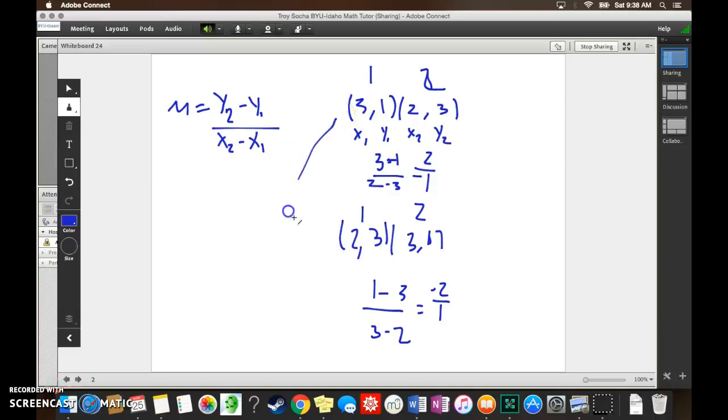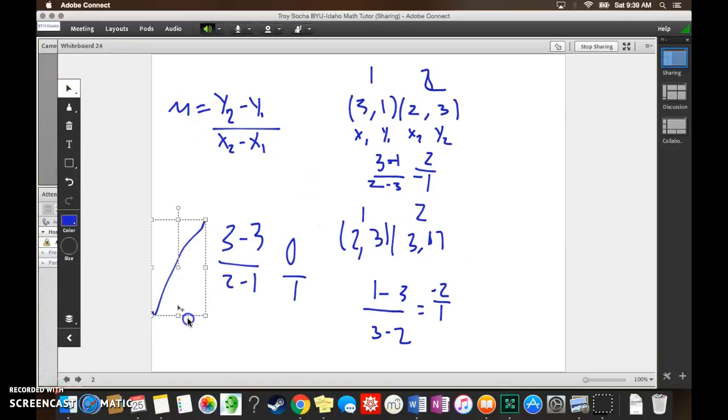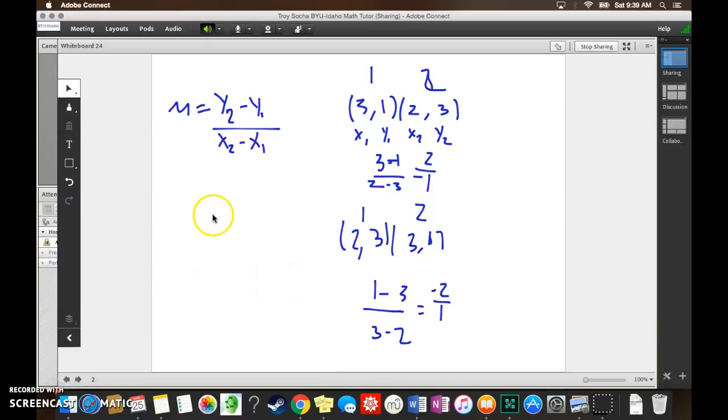This does not equal 3 minus 3 over 2 minus 1. If we did it that way, it would screw up and we get 0 over 1, and that is not the same as that. So you have to make sure to follow this order every time. Follow the order that you've got there. And if you follow it, you will get the answer. So again, y2 minus y1, x2 minus x1.